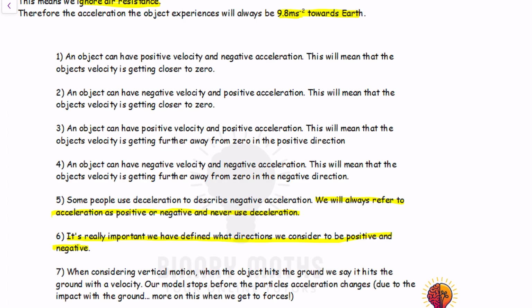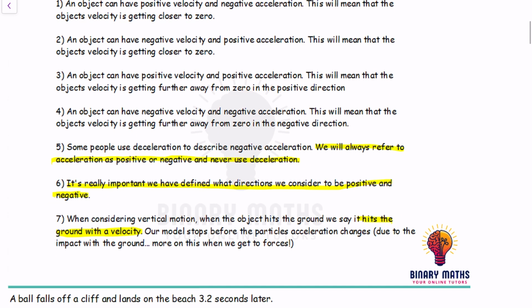When considering vertical motion, when the object hits the ground, we say it hits the ground with a velocity. So it always hits the ground with a velocity. A common student misconception is that it hits the ground with velocity equal to zero. It does not, so it will have velocity. Our model stops before the particle's acceleration changes due to the impact with the ground. More on this when we get to forces. So basically, do not assume that when it hits the ground, the velocity is zero.